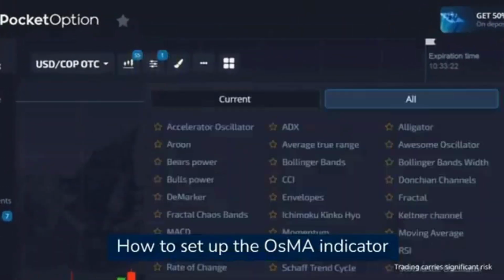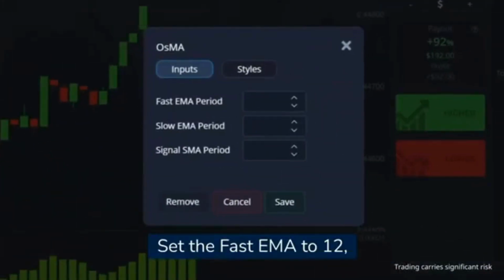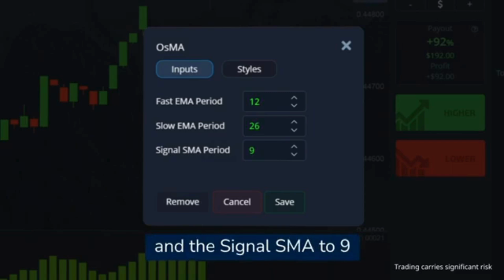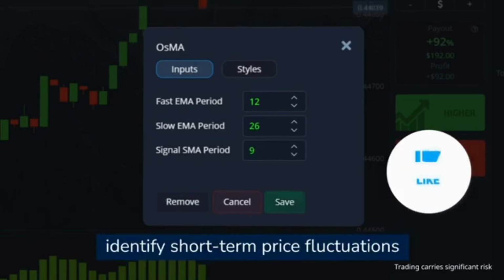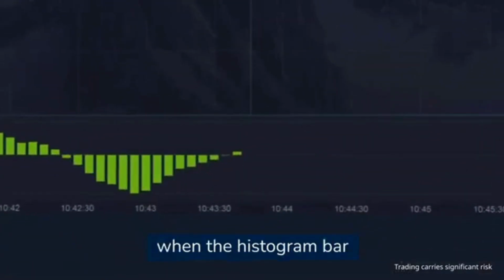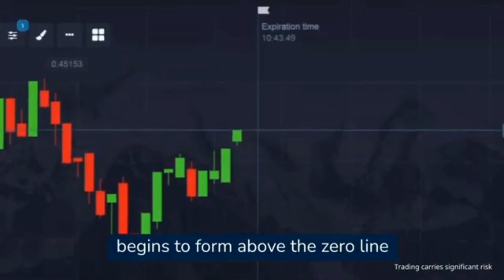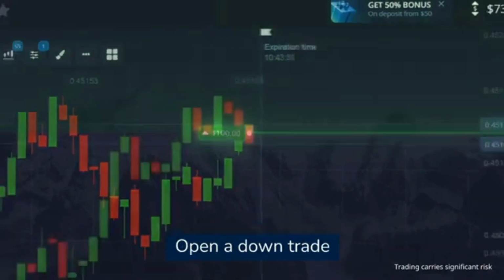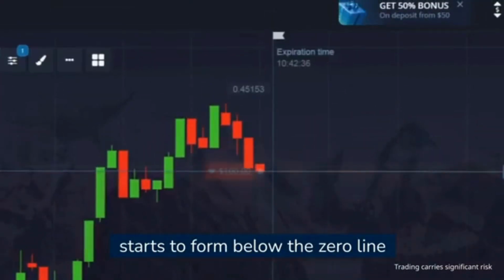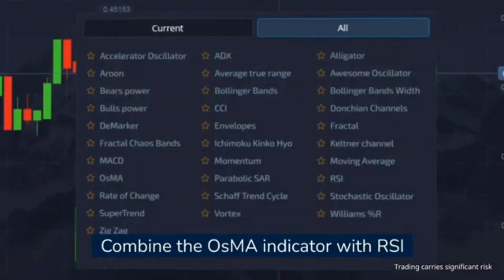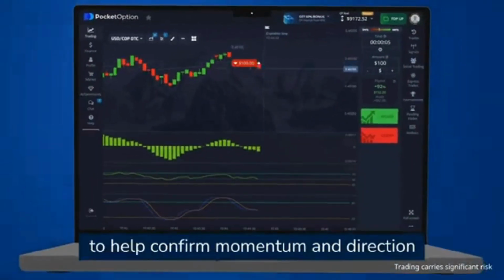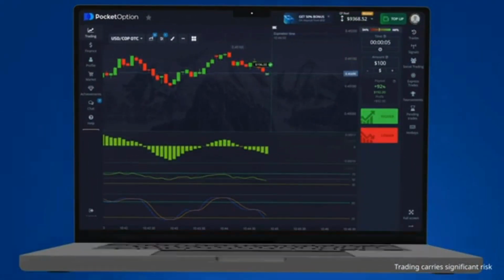How to set up the OSMA indicator for quick trades. Set the fast EMA to 12, the slow EMA to 26, and the signal SMA to 9. These settings help to clearly identify short-term price fluctuations. Open an up trade when the histogram bar begins to form above the 0 line. Open a down trade when the histogram bar starts to form below the 0 line. Combine the OSMA indicator with RSI or stochastic indicators to help confirm momentum and direction.